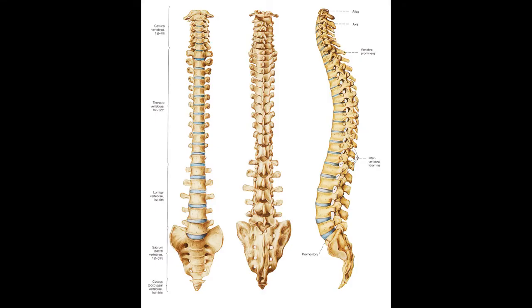The remainder of the axial skeleton is the vertebral column and the thoracic cage. And so the vertebral column we have here, we've got 7 cervicals, 12 thoracics, 5 lumbars, and then the sacrum and the coccyx. They all have their own distinct characteristics.